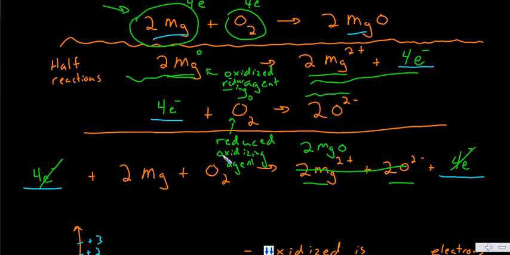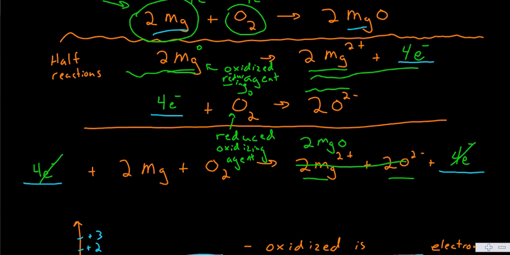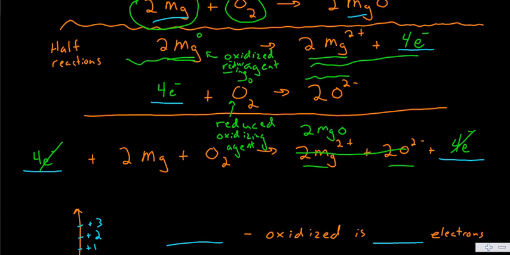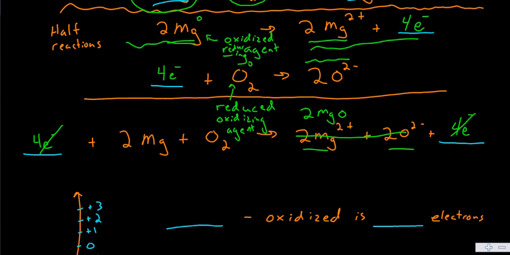Okay. Please note that this thing which is reduced is an oxidizing agent, and this thing which is oxidized is a reducing agent. They're opposites. So you can consider the electrons absorbed or released, but there's kind of a quicker way to know whether something is oxidized or reduced.